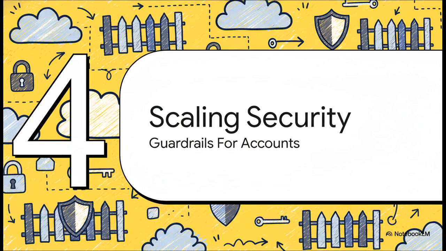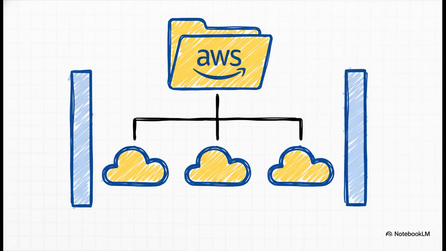So far, everything we've talked about has been focused on a single account. But what happens when your organization grows and you have dozens or even hundreds of accounts? You need a way to manage security from the top down, and that's where guardrails come in. As your company's footprint on AWS gets bigger, you'll almost certainly start using a service called AWS Organizations to manage all your accounts from one place.